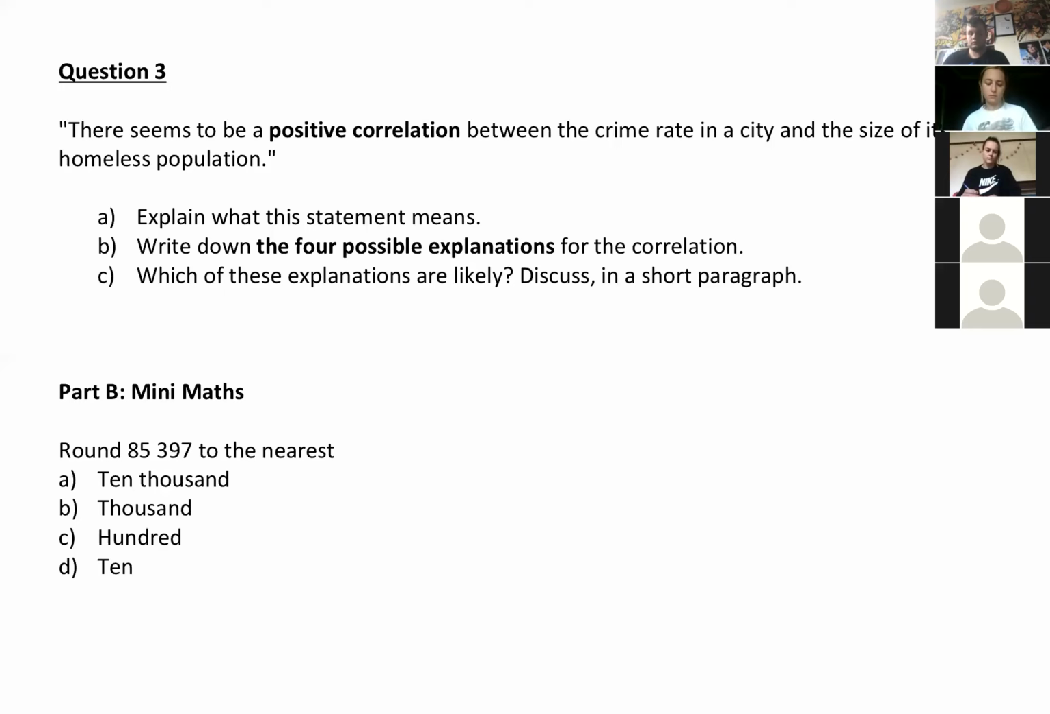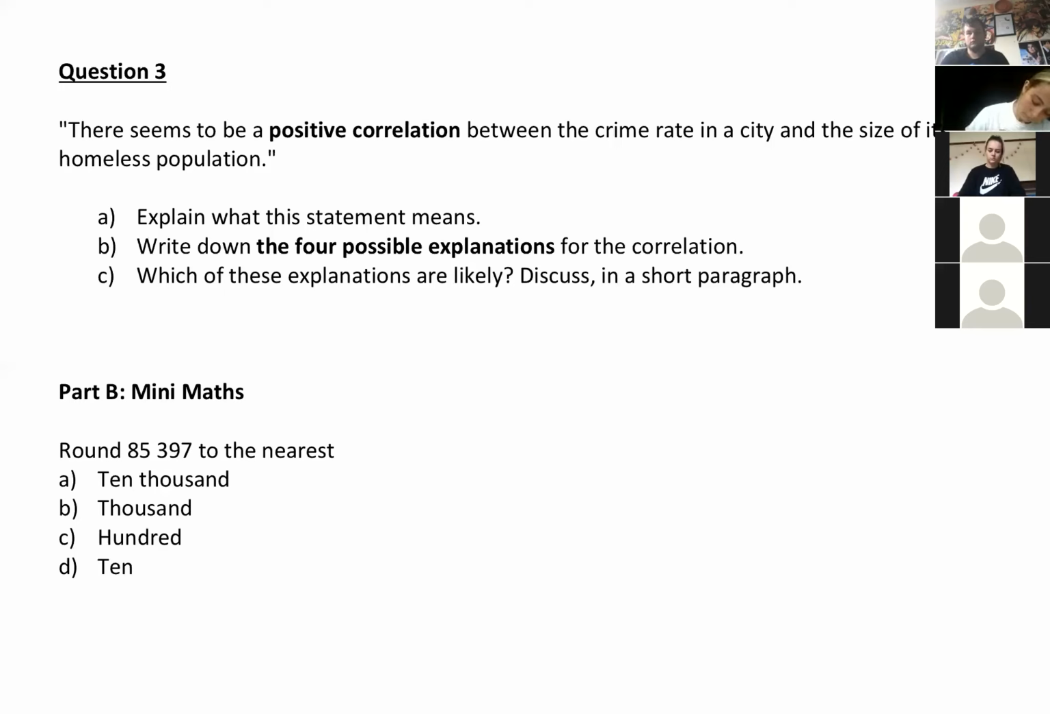In terms of the 4 explanations, we've got homelessness causes an increase in crime, crime causes an increase in homelessness, something else causes both of these 2 things, or the correlation is a coincidence. And when we say it's a coincidence, what we're really saying is that there are separate factors. So there's something that's increasing the crime in a city, and something else that's influencing the homeless situation. So that's what it means to say it's a coincidence. It means that there are separate factors involved.